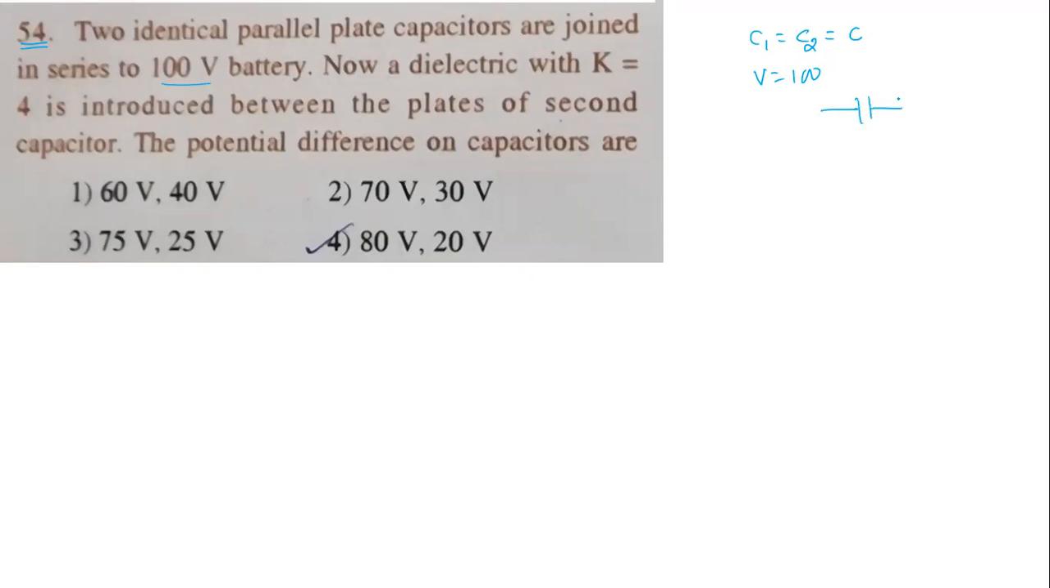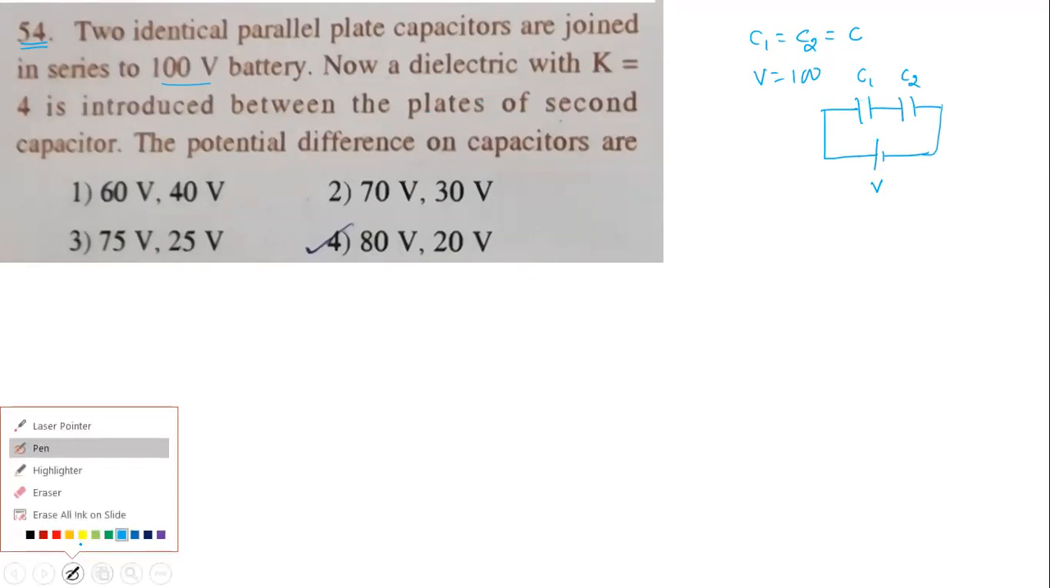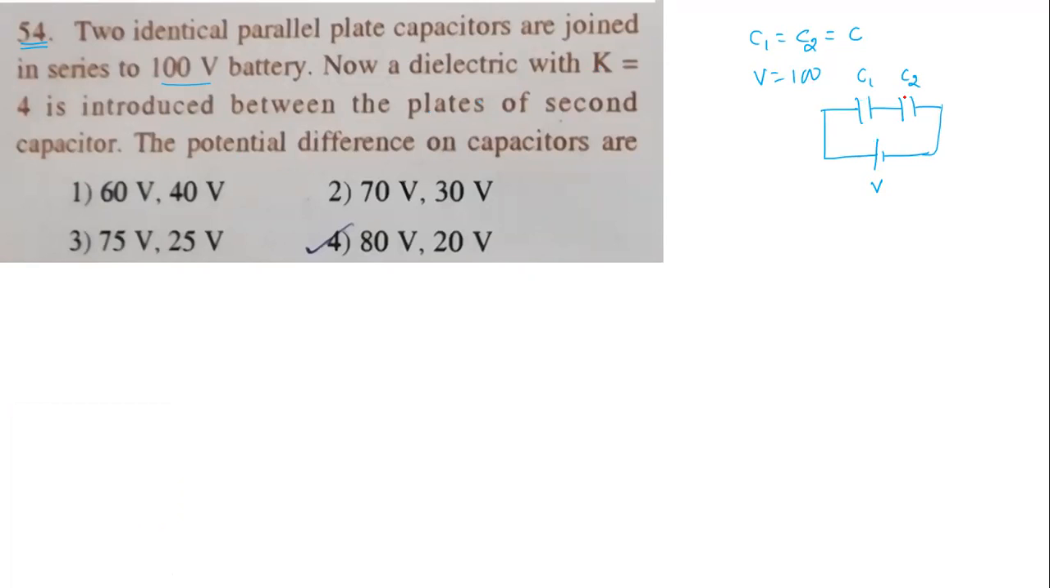If I draw a diagram, it will look like this. This is a series combination. This is C1 and C2, and this is the voltage V. Now a dielectric of K equal to 4 is introduced between the plates of the second capacitor. So the second capacitor is filled with the dielectric constant, not the first capacitor, that you need to remember.